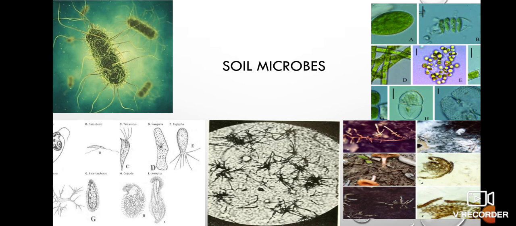Now these are a few pictures of the soil microbes. The first picture, top left, is that of the bacterium Azospirillum, which fixes atmospheric nitrogen in the soil, and the top right one is a picture of a few algae, green and blue-green algae, which live in the soil. So the first one is bacterium, the second one algae, the third one down left is a diagrammatic representation of a few protozoans. Then in the middle is soil actinomycetes, otherwise called ray fungi. Down bottom right is that of soil fungi: Aspergillus, Rhizopus, Mucor, Trichoderma, Penicillium, etc., which live in the soil.